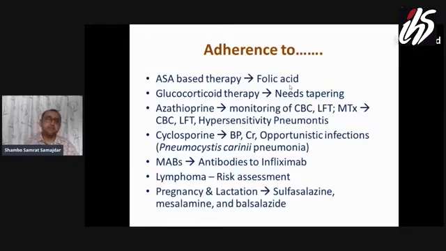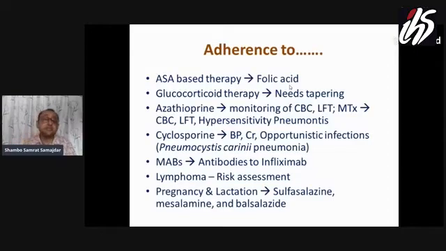There are some other issues while talking about adherence to therapy, or we can say the immunosuppressant therapy in inflammatory bowel disease. There are multiple drugs we already discussed. While we are choosing ASA-based therapy, our patient needs to adhere to folic acid supplementation. That is very important. Patients on glucocorticoid therapy should be adequately informed about the importance of tapering the glucocorticoid dose. While prescribing azathioprine, it is essential to adhere to monitoring of complete blood count and liver function test. Even with methotrexate therapy, it is important to go for testing with CBC and LFT.